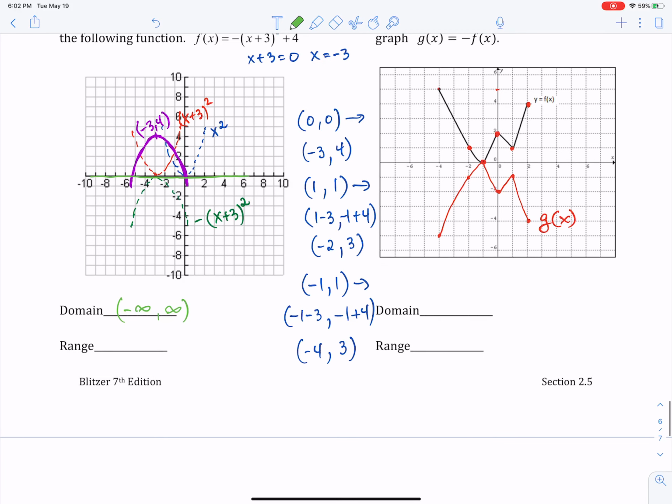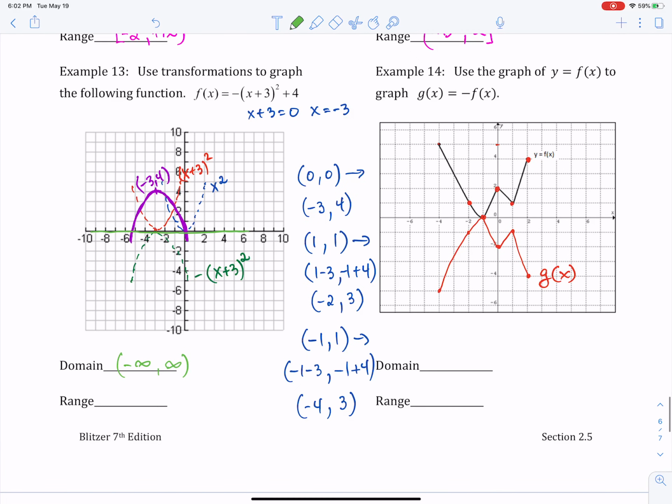Let's answer what's the domain for example 14. Well, it looks like the domain only goes between -4, which is what I see, and 2. So it looks like the domain is only between those two values, -4 and 2.